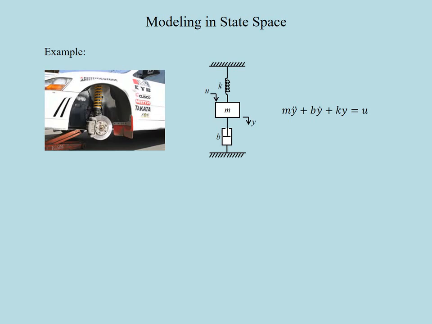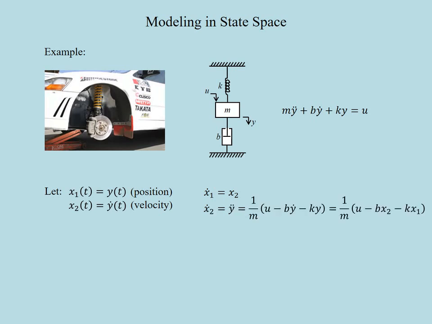To obtain a state space model, we are going to choose our state variables as y of t and its derivative. In other words, the position and the velocity of the mass. Since the derivative of the position is the velocity, the first state equation will be written as x1 dot is equal to x2. And the derivative of x2, which is the acceleration, can be solved from the force balance equation. This gives us the second state equation.